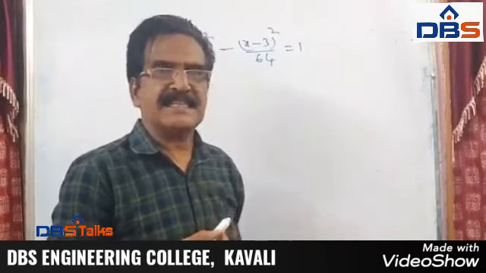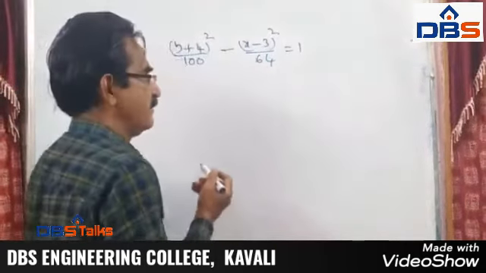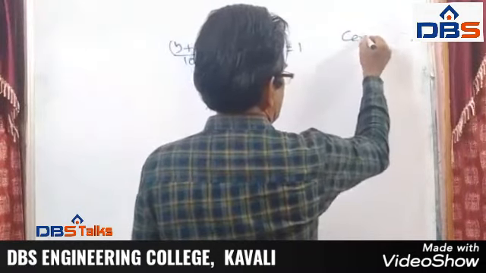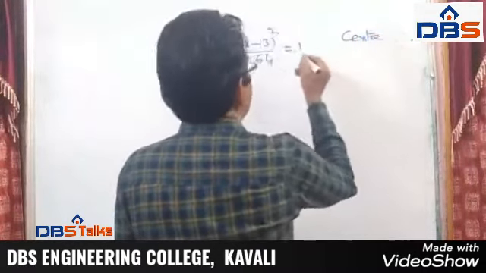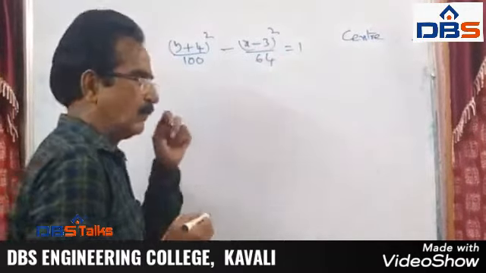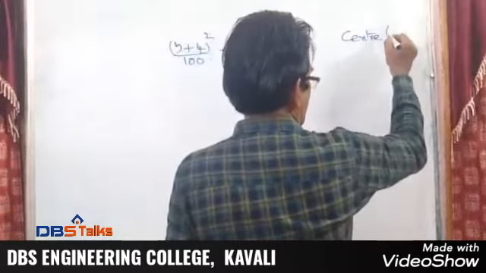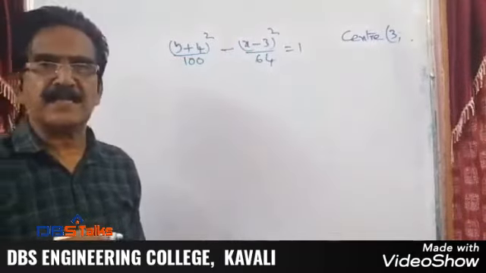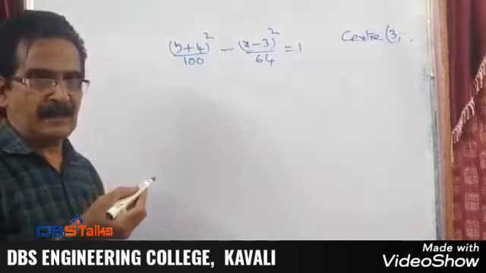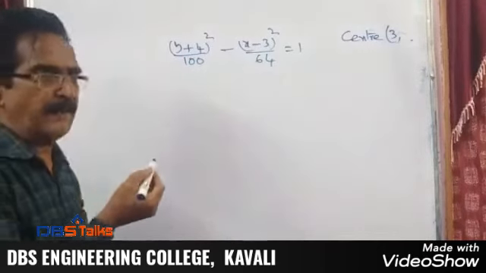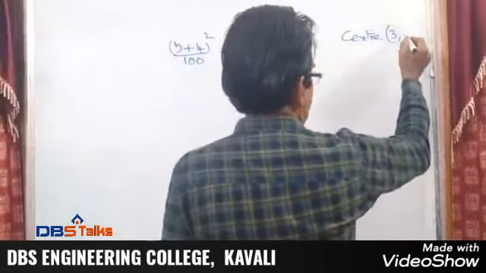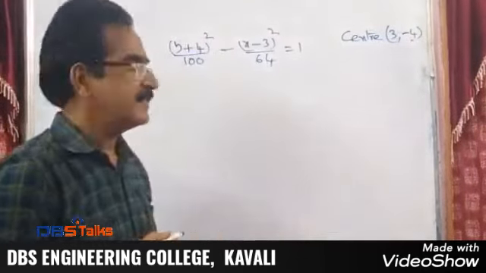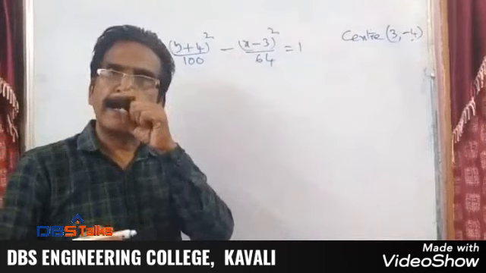First let us write the center of this one. Center is very clear, x minus h whole square. Center 3 comma, y minus of minus 4, y minus k whole square. So y minus of minus 4, so k is equal to minus 4. This is the center of the hyperbola.